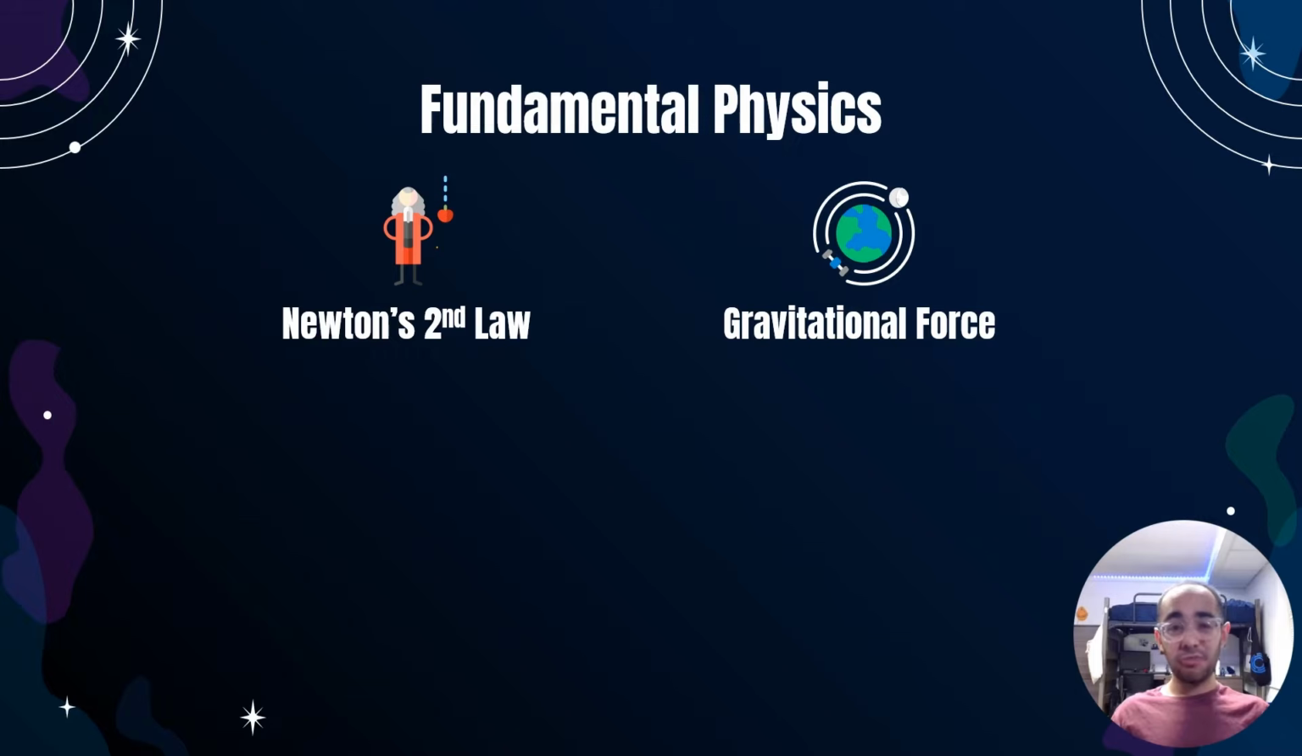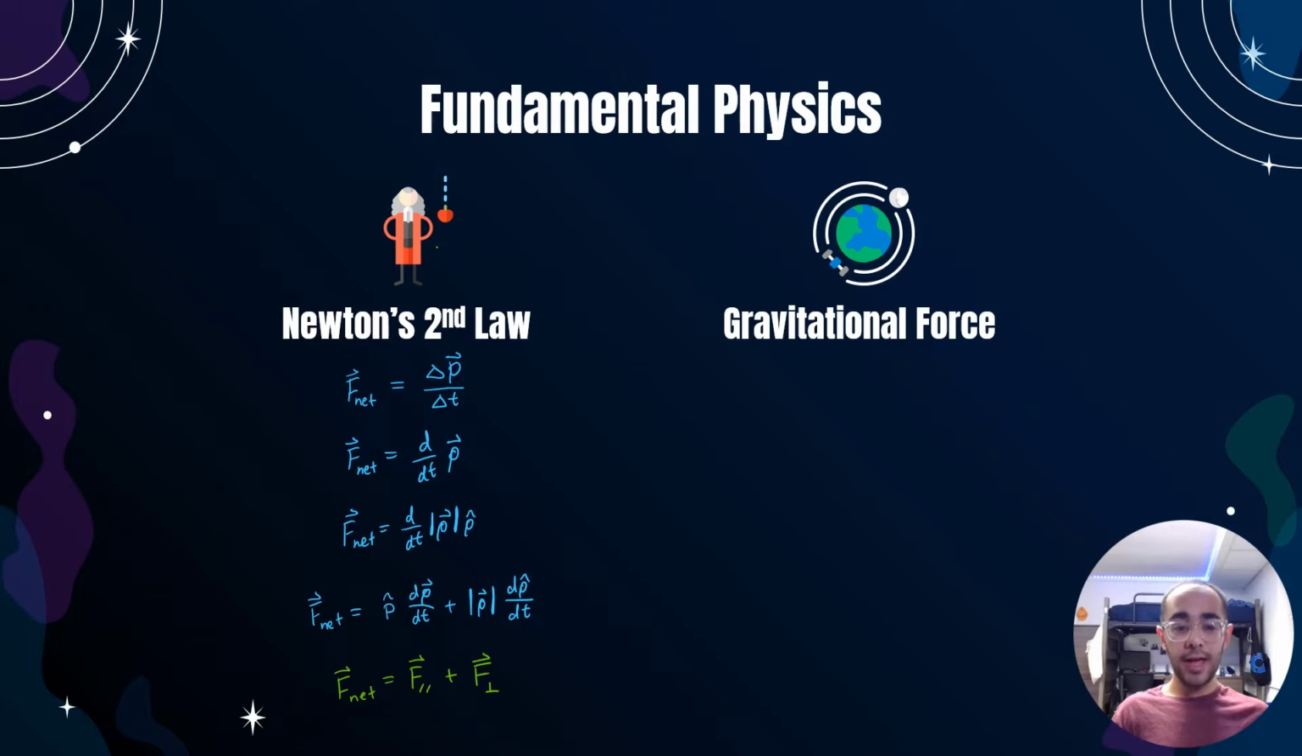Alright, let's talk about some fundamental physics. First up, Newton's second law, which states that the net force on a system is equal to the change in momentum over change in time. Well, if the change in time is so small, let's just use the derivative of the momentum. Let's expand this using the product rule, and we can figure out the parallel and perpendicular components of the force in terms of momentum.